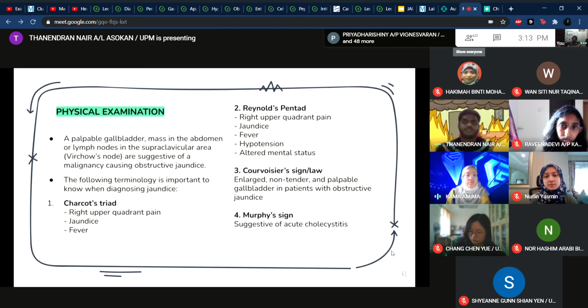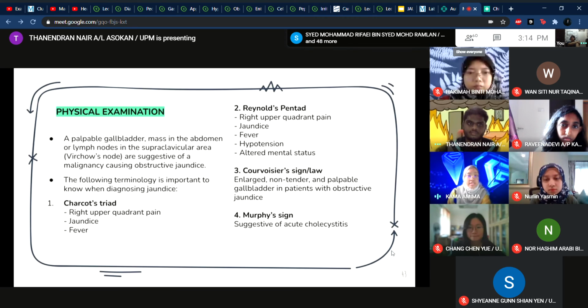The next one is Courvoisier's sign, which is an enlarged, non-tender, and palpable gallbladder in a patient with obstructive jaundice due to tumors of the biliary tree or pancreatic head. The last one, I believe it's more common to us, is the Murphy sign. It is positive if the patient experiences right upper quadrant tenderness and stops breathing upon inspiration as the gallbladder moves down in contact with the examiner's hand. So a positive Murphy sign may be suggestive of cholecystitis.